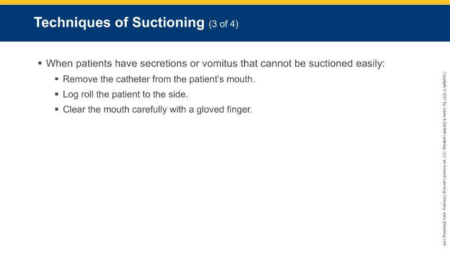If secretions or vomitus cannot be suctioned easily, remove the suction catheter. Log roll the patient onto their side and manually clear the airway with a gloved finger sweep. This method helps prevent the airway from becoming completely obstructed when standard suctioning is ineffective.